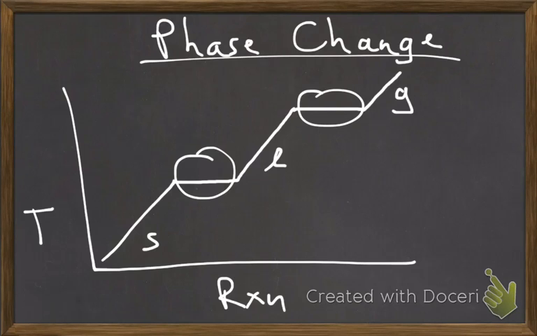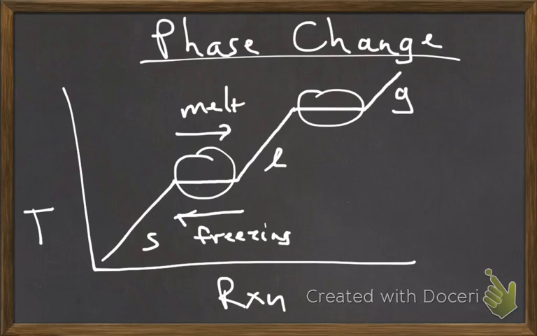For this one, if we're going from a solid to a liquid, remember that is melting. If we're going from a liquid to a solid, that is freezing. Then over here, if we're going from a liquid to a gas, that is boiling or vaporization. And if we go in this direction from a gas to a liquid, that would be condensation.